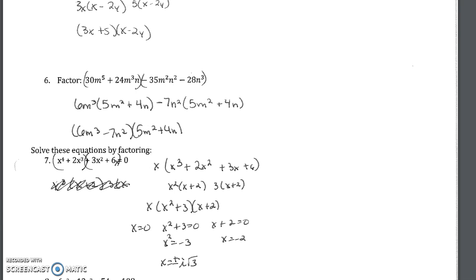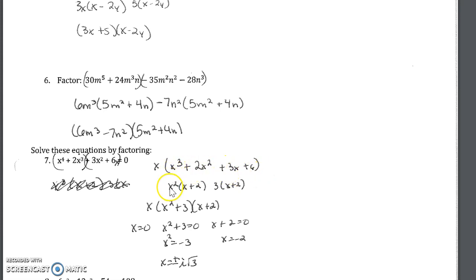When you look at number 7, you notice that every single term has an x in it. So x is your GCF. That's why there's this x pulled out here. You're left with something that has 4 terms, so you're going to factor by grouping.